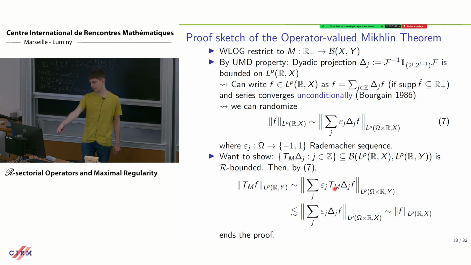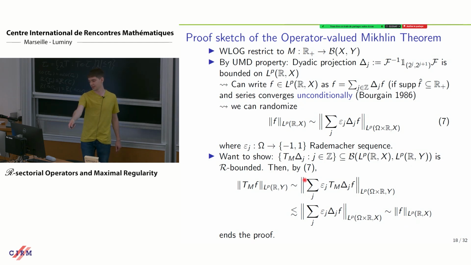And now we can apply the definition of R-boundedness, because we assume that this set T_m Delta_j is R-bounded. We can just get rid of the operator T_m here. And we end up with this sum, which now again by property 7 is equivalent to the L^p norm of f.